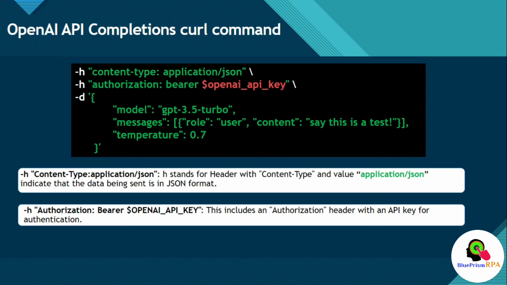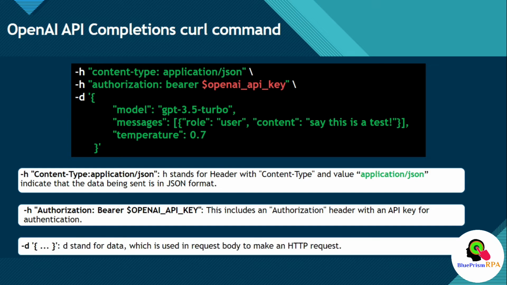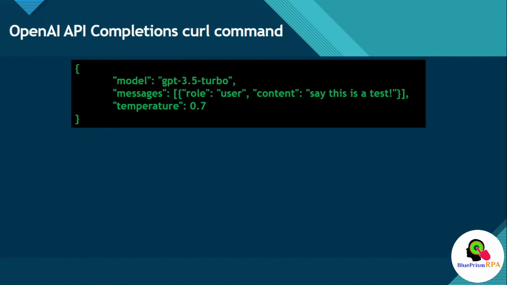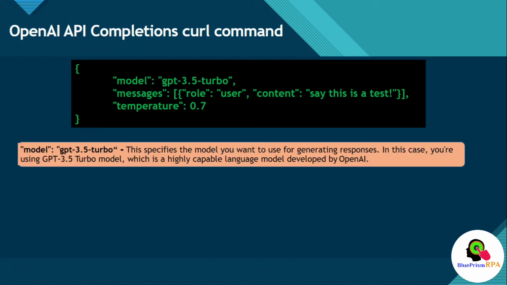Now authorization: Bearer OpenAI API key. This includes an authorization header with an API key for authentication. Now we have -d, and then it starts with curly brackets and there are closing curly brackets, right? And then we have some data here like model, messages. This -d stands for data, which is used in the request body to make an HTTP request.